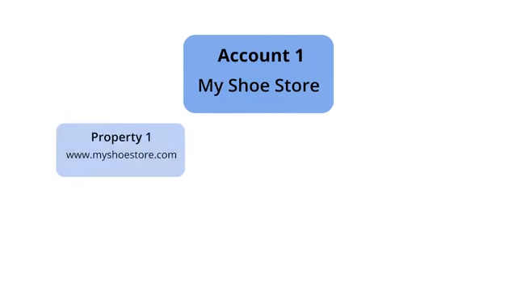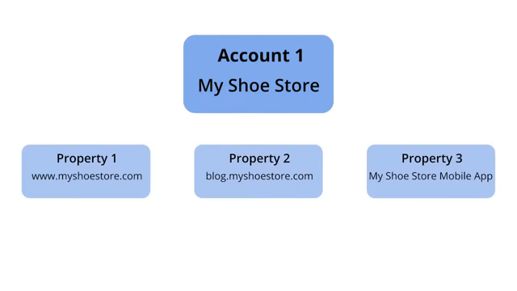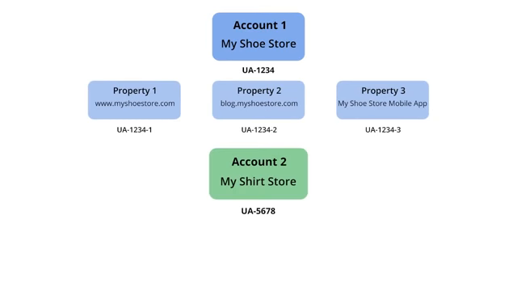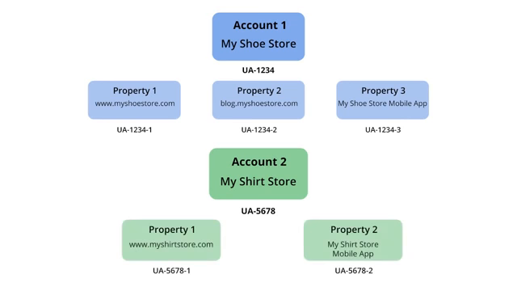Within each account, you can have one or more properties that independently collect data. Each property is assigned a unique tracking ID that tells Google Analytics exactly which data should be collected, stored, and reported together. Typically, you create separate accounts for unique businesses or distinct business units. Then, you can create unique properties within that account for the different websites, mobile applications, or other digital assets that belong to the business. This approach makes it easy to view the data from an individual digital asset.